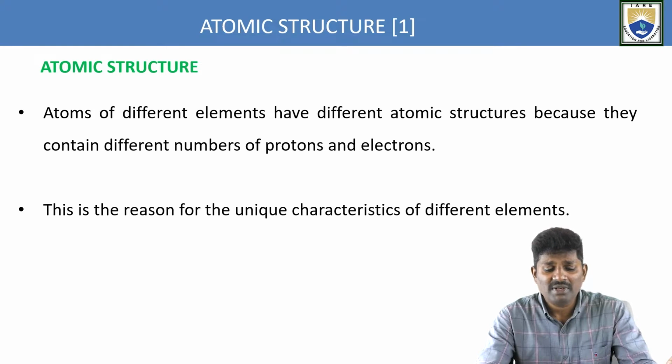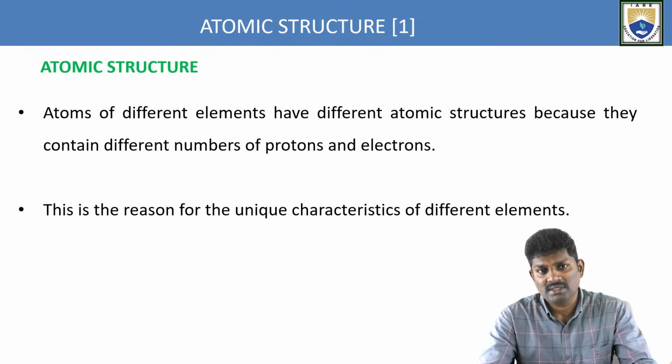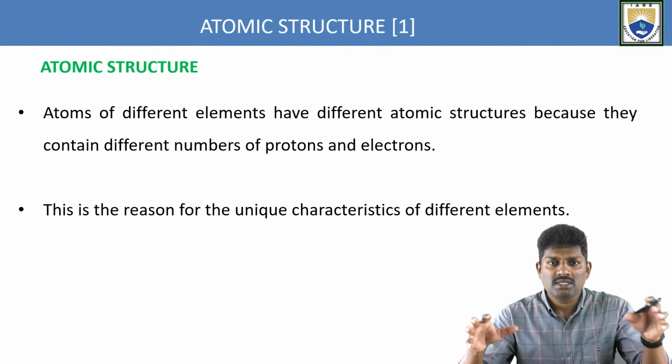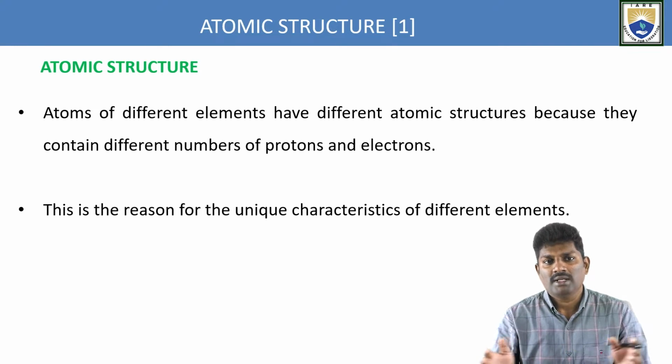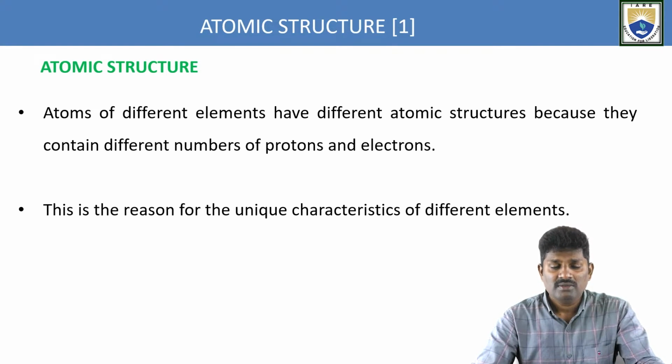Atoms of different elements have different atomic structures because they contain different numbers of protons and electrons. So each atom has its own atomic structure. Why? Because each atom has its own number of protons and electrons. Based on this number of electrons and protons, the atomic structure will vary for each type of atom. This is why different elements have unique characteristics.